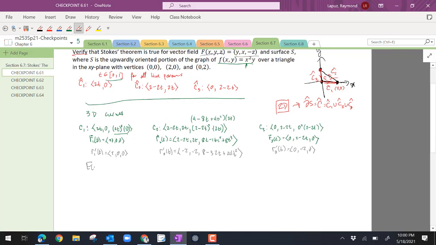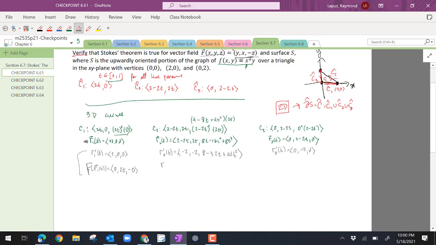F of R1 of t uses this R1 of t function, and then we're going to put x equal to 2t, y equal to 0, and z equal to 0 into the vector field. So that will give us y is equal to 0, x is equal to 2t, and z is equal to, well, that's 0 again, so that's going to be 0. And when we integrate, we're going to dot these two and then integrate from 0 to 1. All right, now let's figure out how this is going to look.